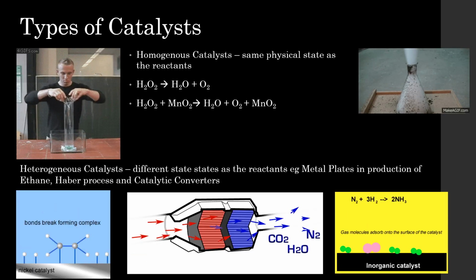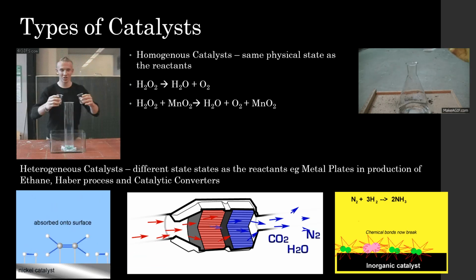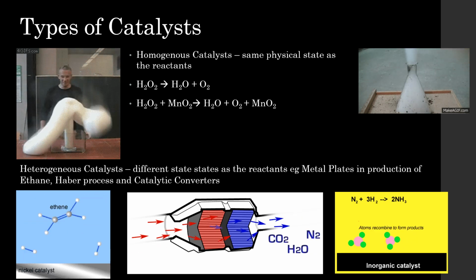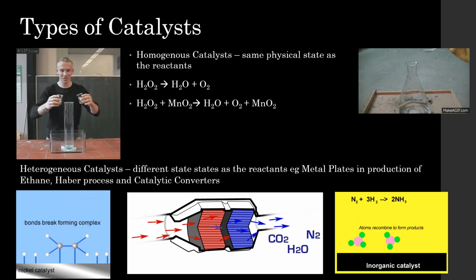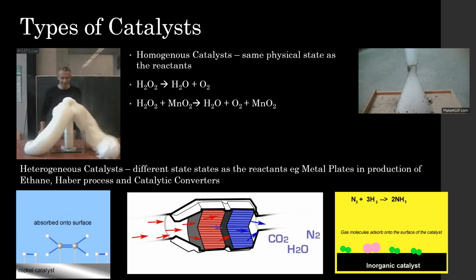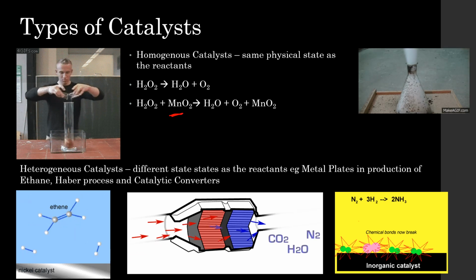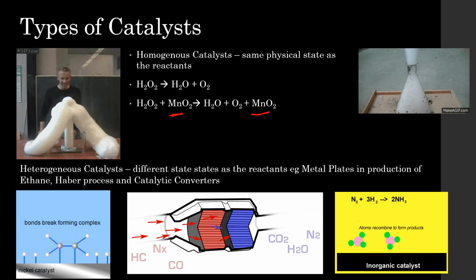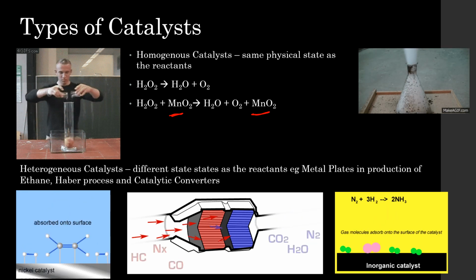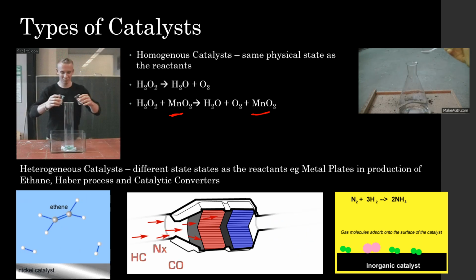So there are a couple of different sorts of catalysts. First of all, we can think about homogeneous catalysts, and they're in just the same physical state as the reactant. So elephant's toothpaste you may have seen, and that's the decomposition of hydrogen peroxide into water and oxygen. If you were to add manganese dioxide, you'd still get the manganese dioxide out, but the reaction would occur so much quicker. Now, a heterogeneous catalyst is in a different state.